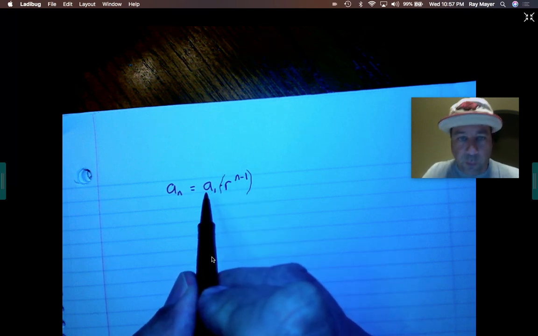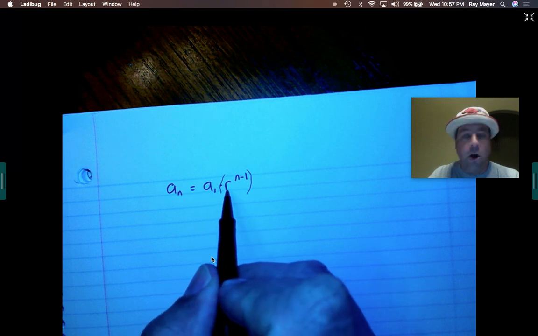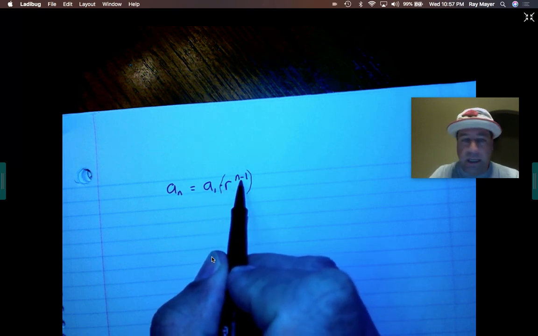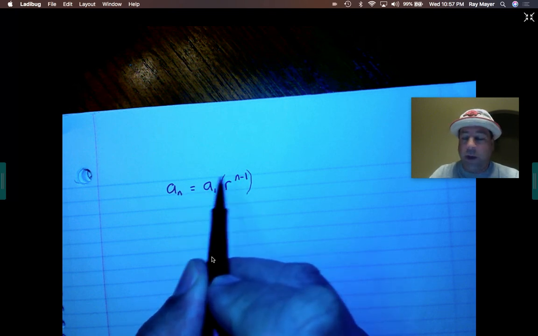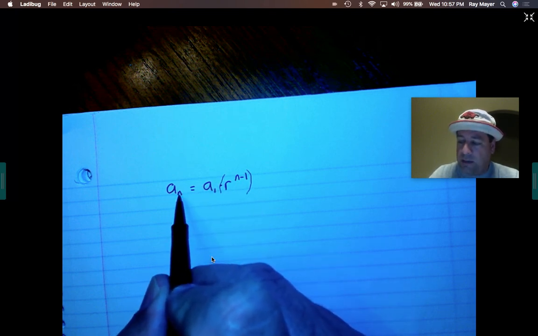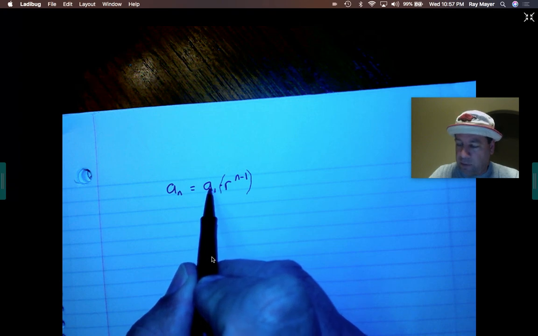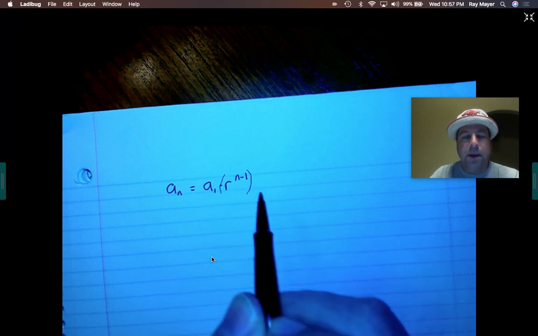Of course, a sub 1 is just the first term. R is that common ratio. And then n is that nth term, whatever we're looking for. So this n and this n. If I want the 8th term, then that's going to be a sub 8. I'll put the first term, I'll put the ratio, and then I'll put 8 minus 1.